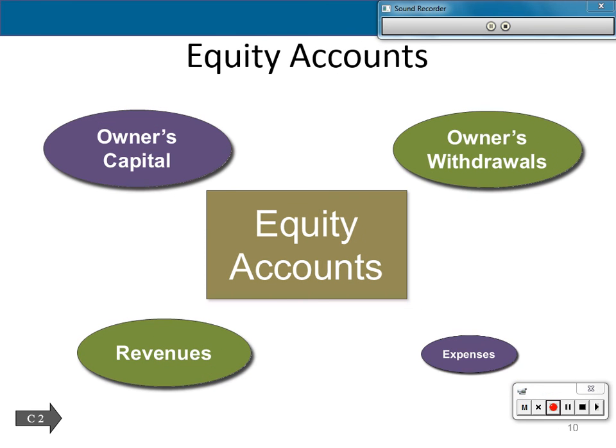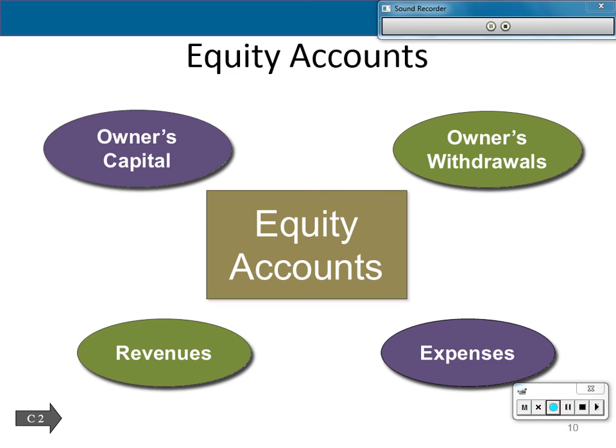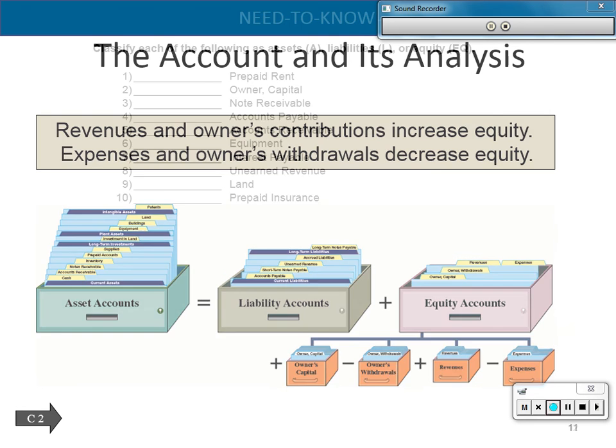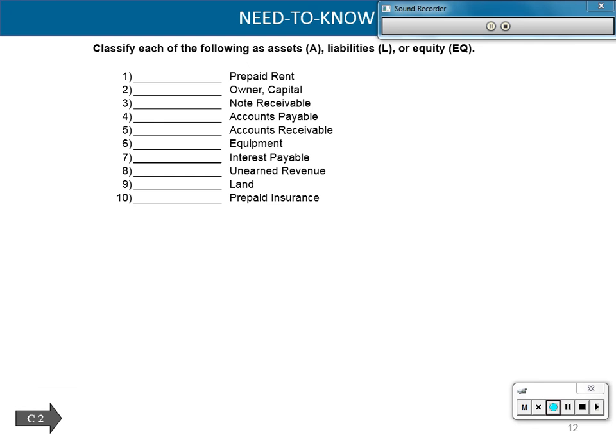Equity. You know capital, withdrawals, revenues and expenses. That's relatively simple, right? Now, how does this analyze? We already know where they fall under the accounting equation. Let's do this together. Let's see if you can remember what you just learned. Prepaid rent is what? Asset, liability, or equity? Capital, equity, notes receivable.